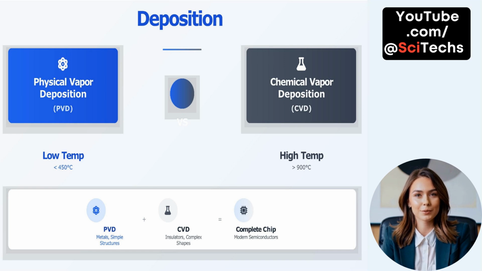CVD, by contrast, relies on high-temperature environments, often exceeding 900 degrees Celsius. It enables the formation of solid films through chemical reactions involving gas phase precursors. CVD is ideal for depositing insulators and for achieving coverage over complex three-dimensional shapes due to its conformal nature. In semiconductor fabrication, both PVD and CVD play complementary roles. PVD provides the precision needed for metal layers, while CVD delivers the uniform coverage essential for insulating layers. Together, these methods contribute to building the complete chip, enabling the high-performance, densely packed devices used in modern electronics.